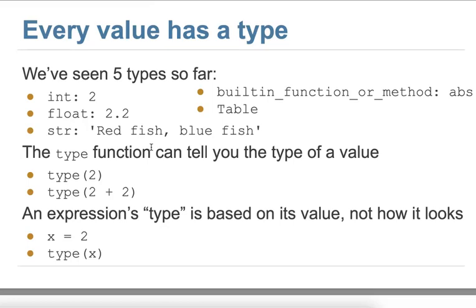So far we have seen the types: int, float, and str, string. Then you also have tables. We also have a built-in function. The type function can tell you the type of the value. You can give just the value straightforwardly, or you can give an expression, or even a name, and you can get the type.